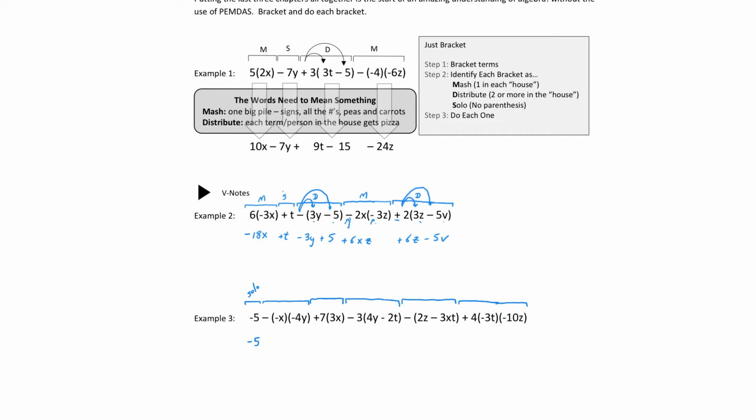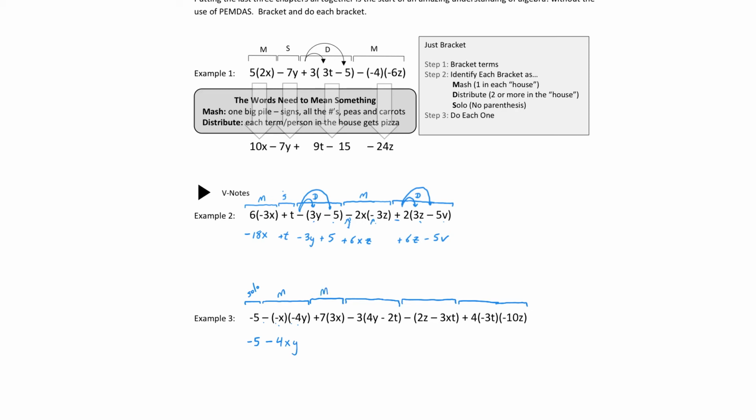Next bracket. 1 in the house, 1 in the house. Now everybody thinks that this is distribute, but there's only 1 in each house, so this is a mash. And again, our mash says count all the signs. 1, 2, 3 negative signs, makes the whole thing negative. Numbers first, 4, chuck in the peas and the carrots. Again, a lot of people want to distribute that, but it's not a distribute problem. Third bracket is a mash.